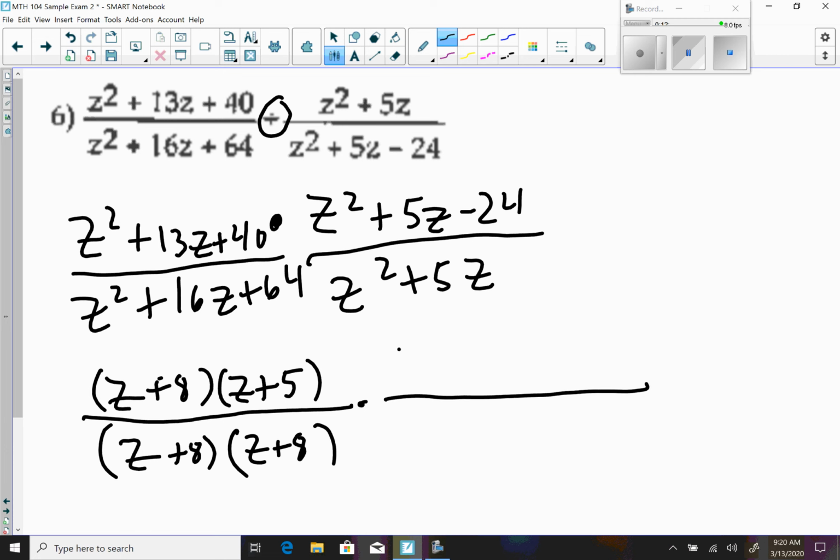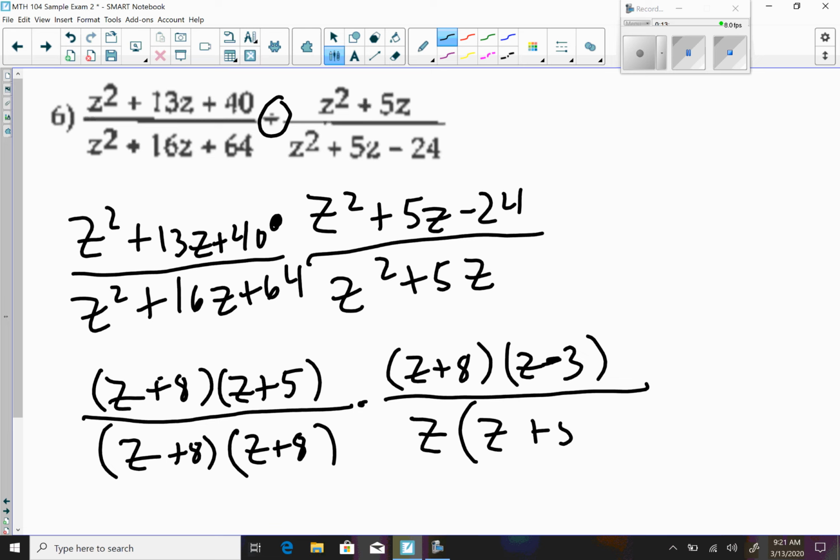Over here, this numerator, z squared is z times z. Negative 24 is positive 8 times negative 3. Check the outers and the inners. The final denominator has a common factor. z is in both terms. So we put z outside of z plus 5. This is the same as z squared plus 5z.